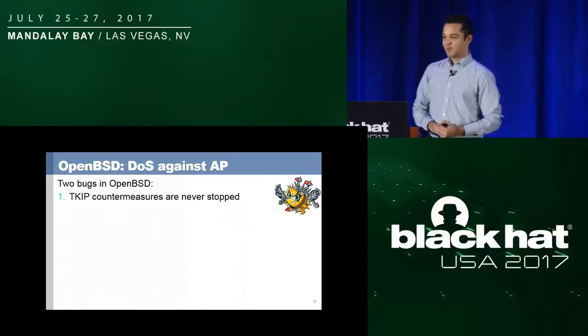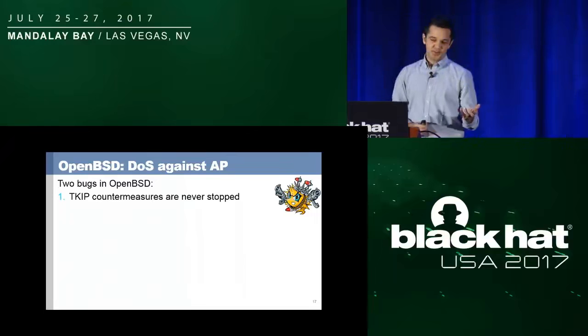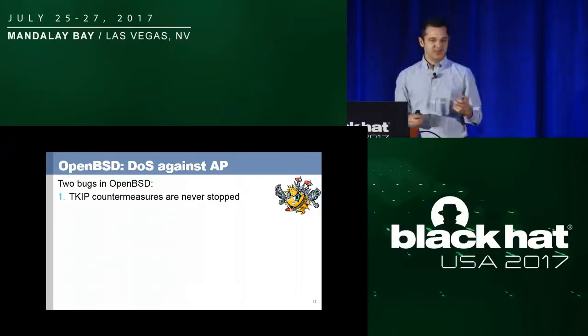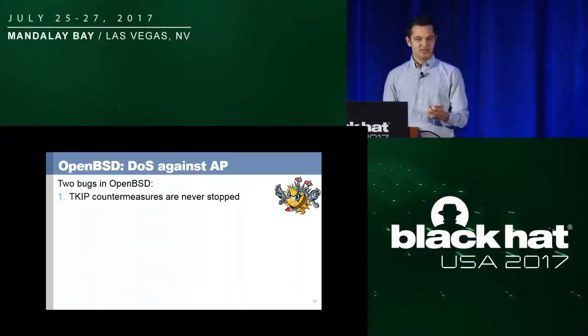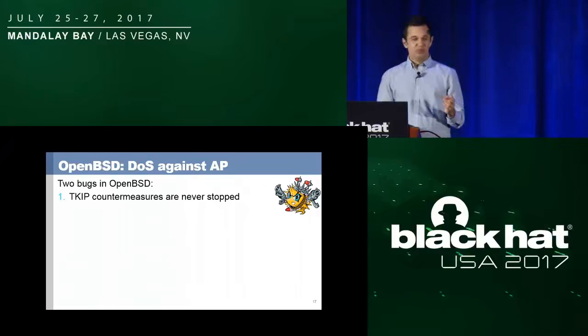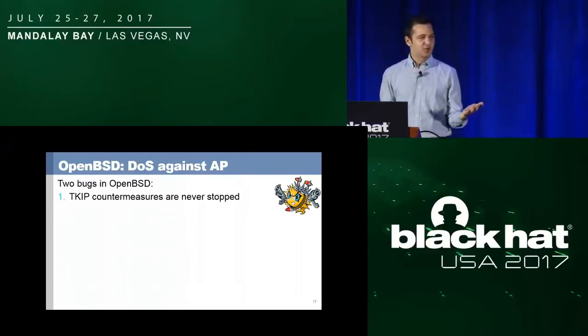So now to the more interesting part of our examples. We have also tested the OpenBSD implementation of the Wi-Fi handshake. And here we found several issues as well. In the first issue, we are able to perform a denial of service attack against the access point. And this is based on two vulnerabilities in the implementation of OpenBSD. The first vulnerability is that OpenBSD never stops the TKIP countermeasures. Now, what are these TKIP countermeasures?